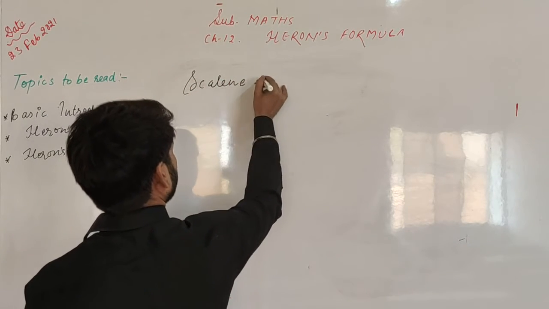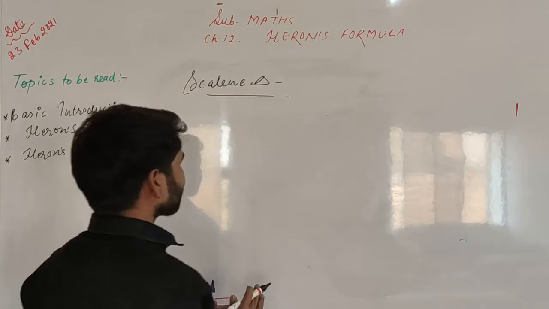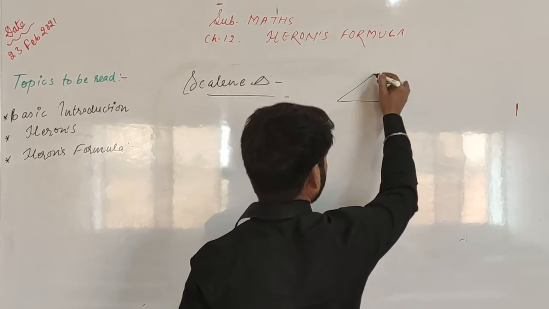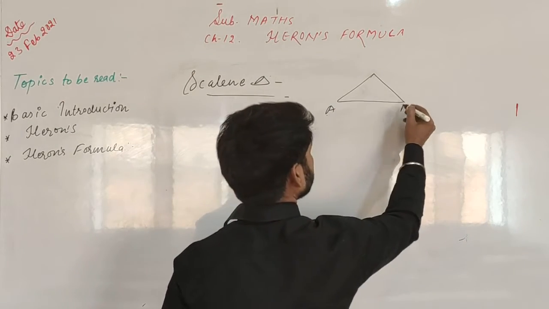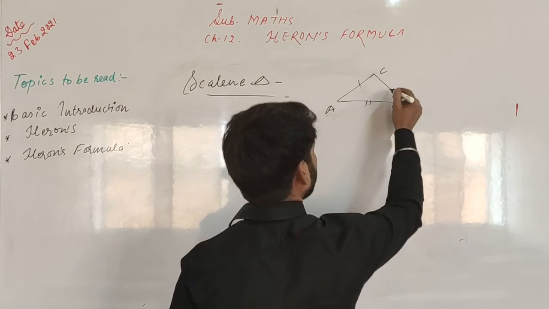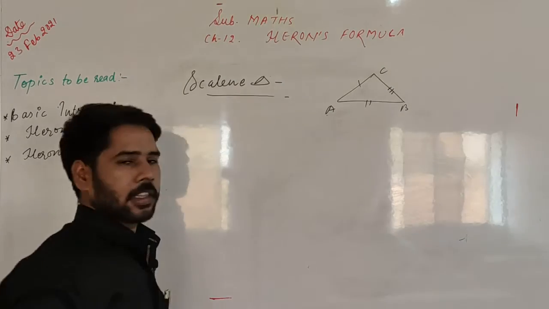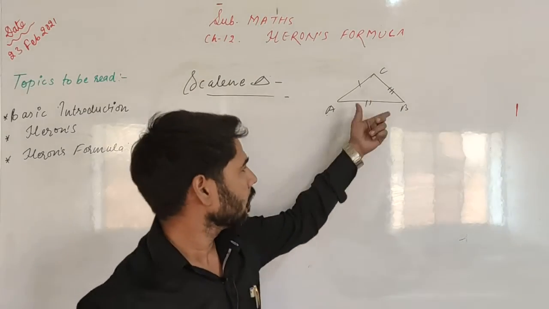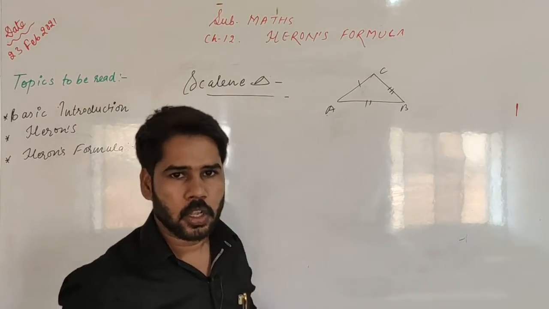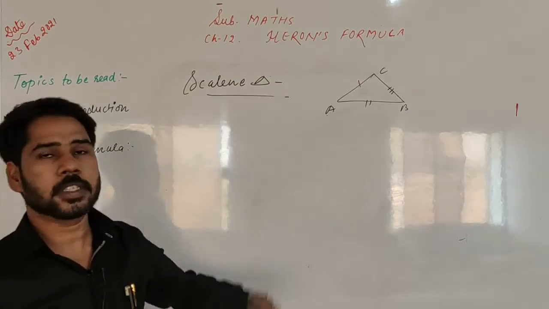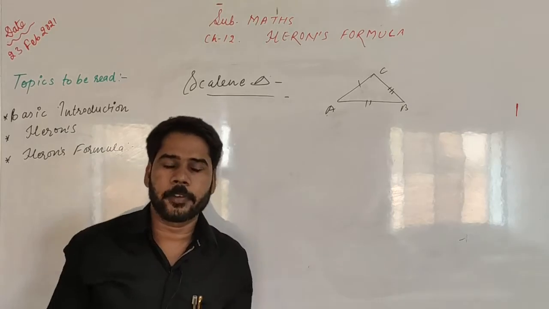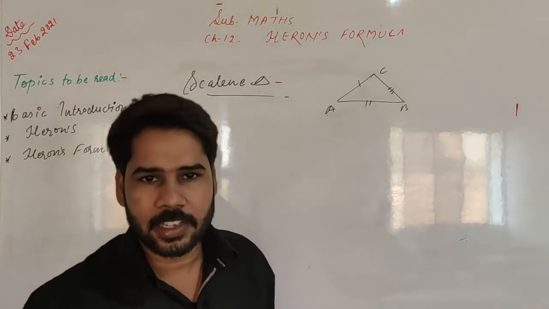Scalene triangle. In this, all the sides are different in length. Let us take ABC as a triangle whose sides are different in length. This indicates that all the sides are different in length. So how can we find out the area of this triangle? It is very difficult to find out the area of scalene triangles.